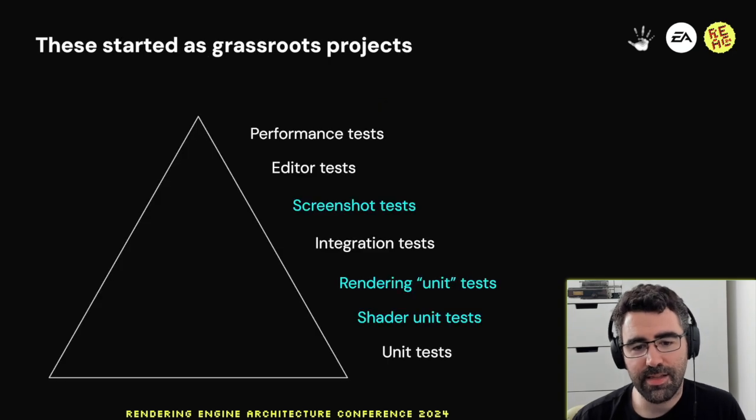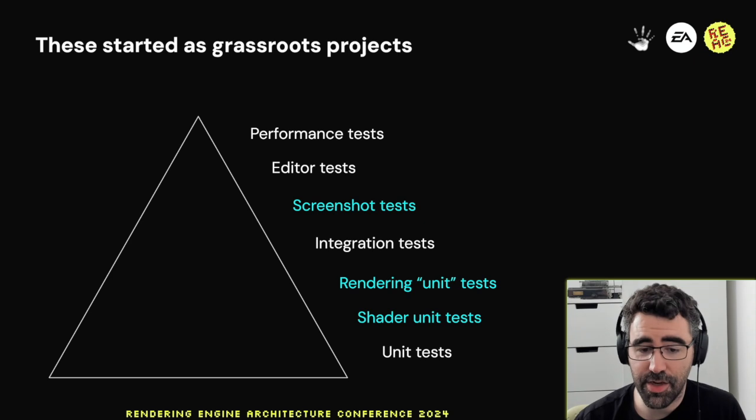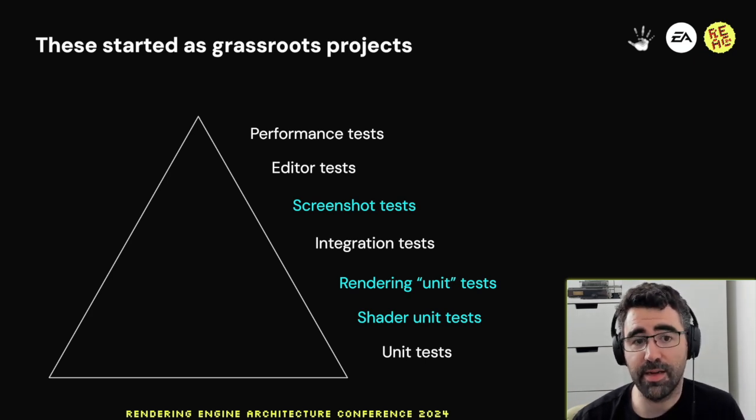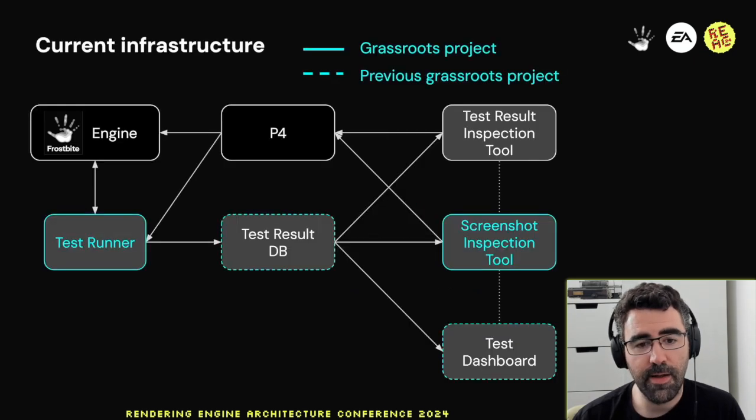In our case, screenshot tests, rendering unit tests, and shader unit tests were built as these kind of grassroots projects where someone was just fed up and decided to spend a week doing it. At Frostbite, we have something we call Action Week, which is a week where you can work on whichever projects you believe are most important. And people have used a lot of their action weeks on improving these workflows, and it's been really, really great.